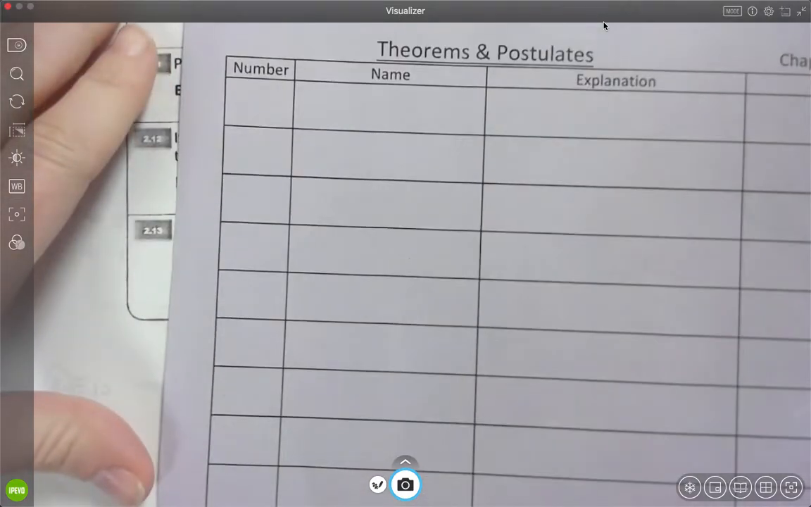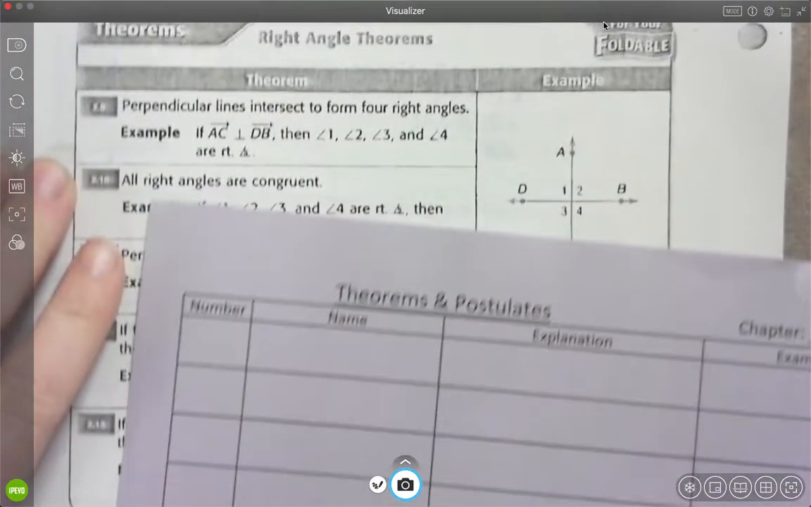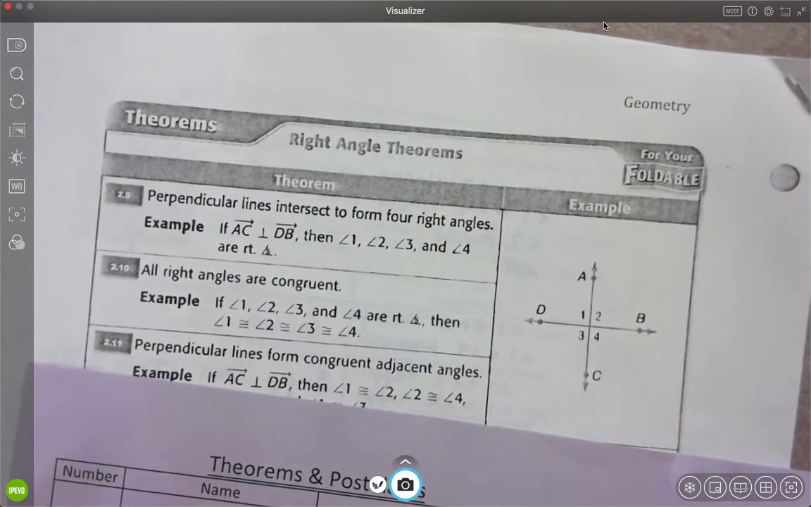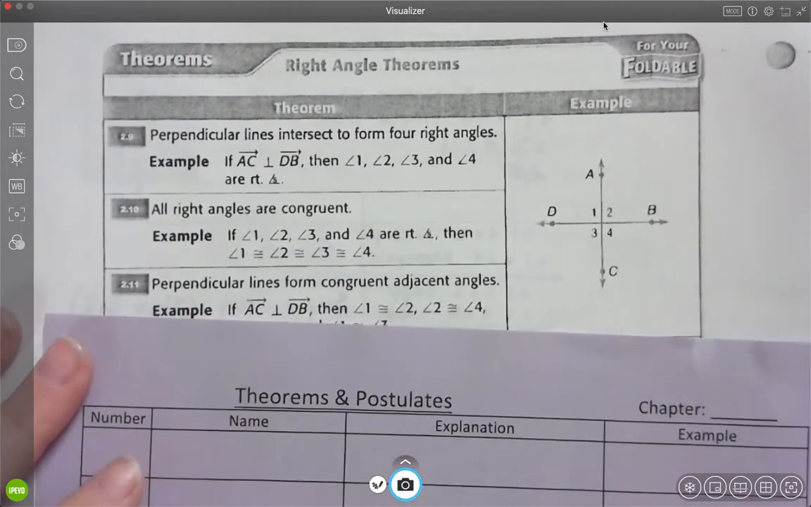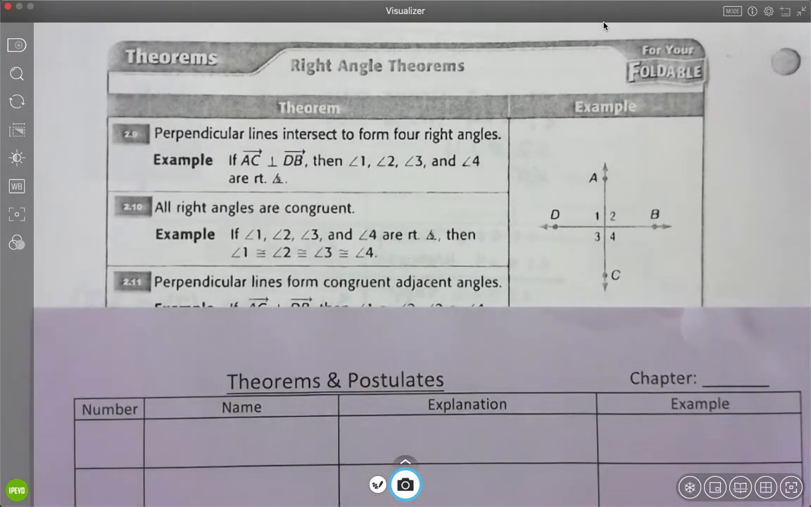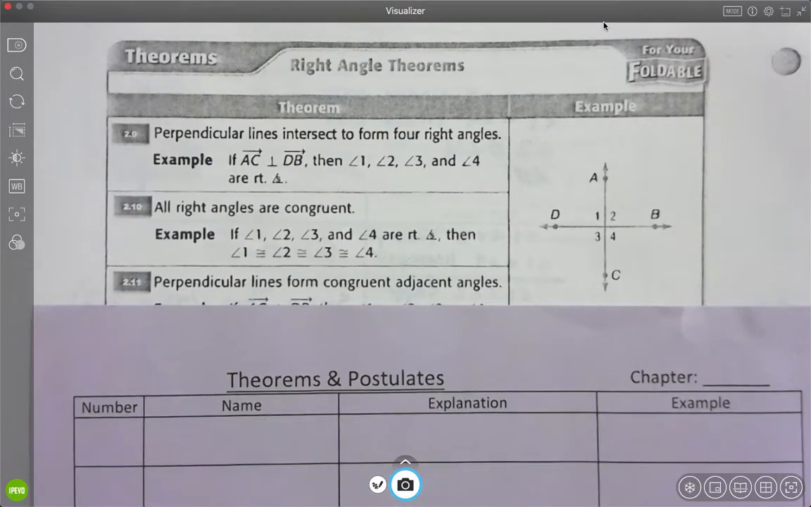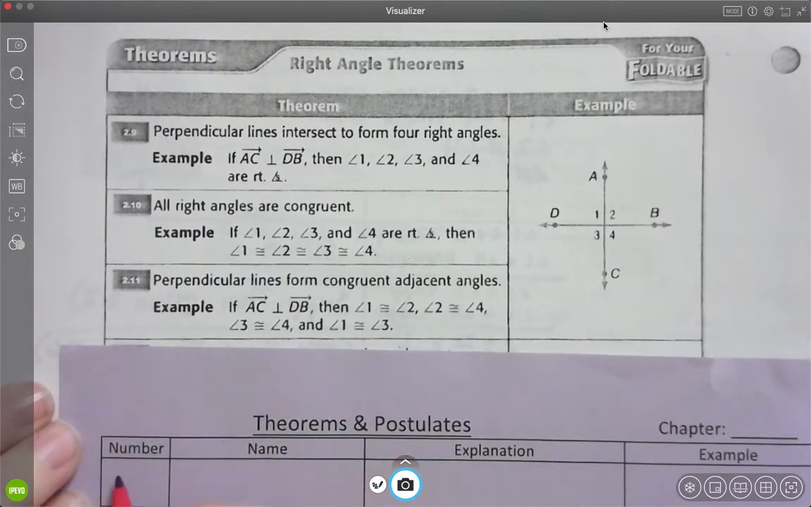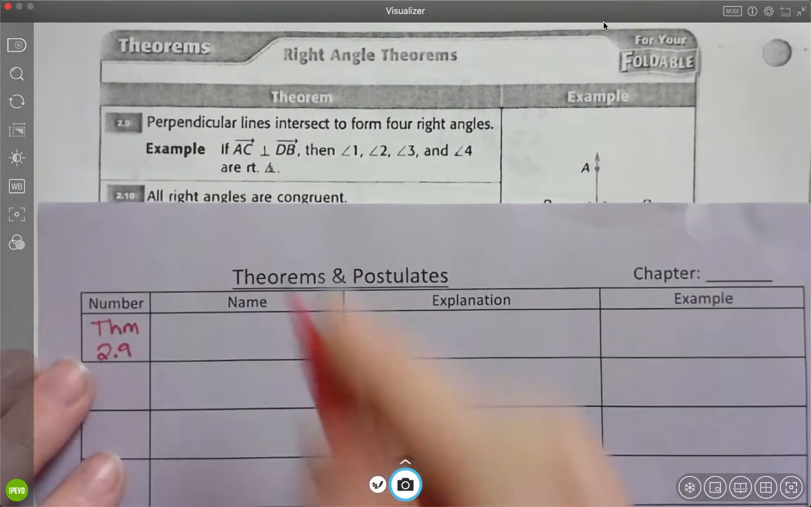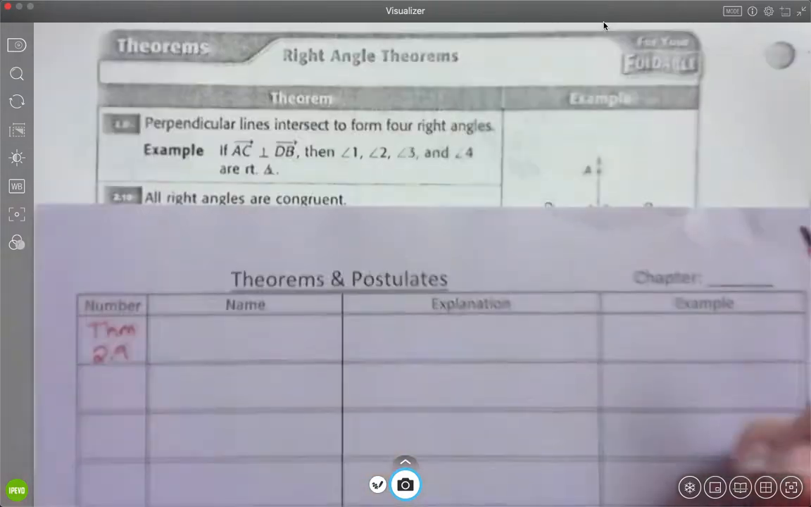So these 5 are just some other theorems that just make sense, I guess. They do not have names other than them being right angle theorems. They all have to do with 90-degree angles. So they don't have names, but they do have numbers. So we're going to call this one Theorem 2.9. Okay, Theorem 2.9. This is what it is. All right, it says perpendicular lines intersect to form 4 right angles.